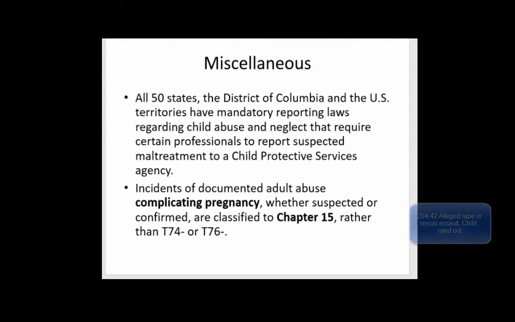A reminder that all 50 states and the District of Columbia, the territories of the United States, have mandatory reporting laws regarding child abuse and neglect that require professionals to report suspected maltreatment to Child Protective Services. That's why it is so important that we code these accurately. Incidents of documented adult abuse complicating a pregnancy, whether it's suspected or confirmed, do not go in the T74 or T76 category codes. It goes back to Chapter 15, which were our OB codes, where they have specific codes for instances of adult abuse complicating pregnancy.